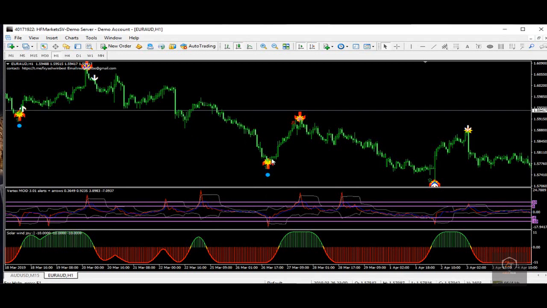This is a cross. Another complete signal. You buy, take your profit. You sold again. You also sold again. So you follow this trend and make a substantial profit.